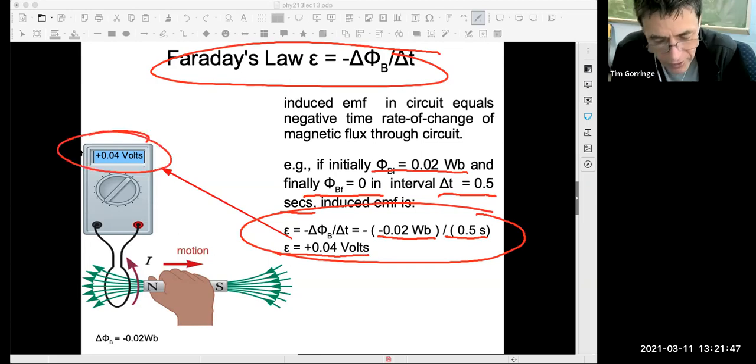And look, that's what we're measuring over here. So it's a second application of Faraday's law.